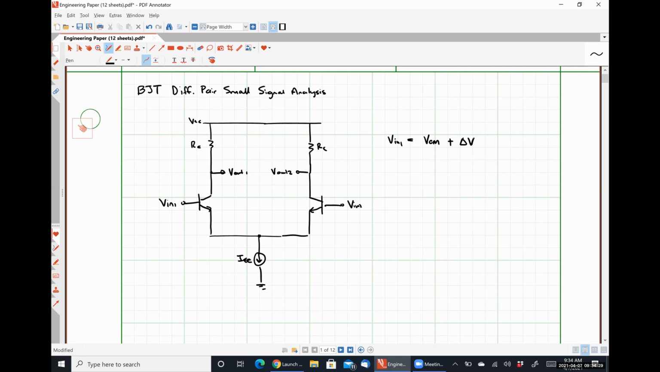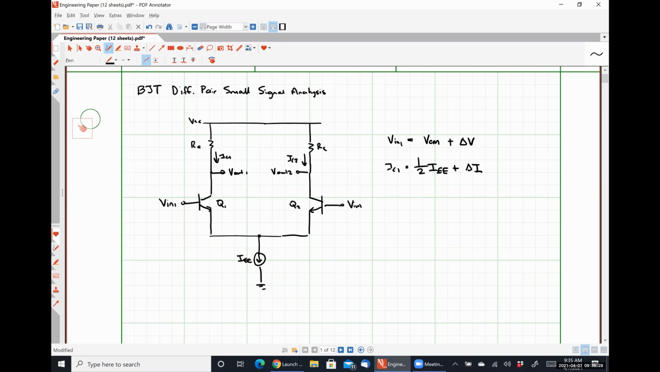So what should happen to my collector current in transistor Q1 if I add this small amount of perturbation? I should see a small change in the collector current as well, right? So I could say that my collector current, let's label these guys IC1 and IC2. So IC1 would then be equal to let's say 1/2 IEE plus some small change in the current, right? I'm at some DC operating point and I'm just perturbing it by a small amount.